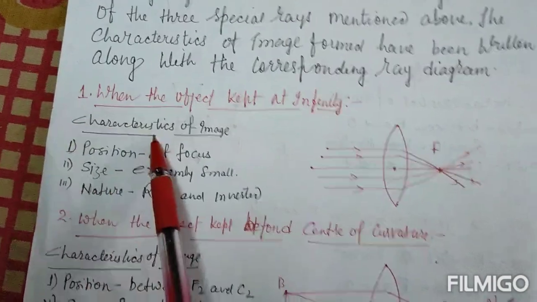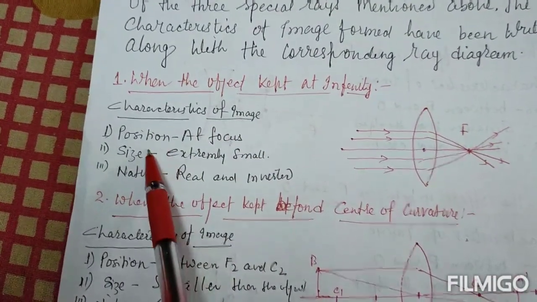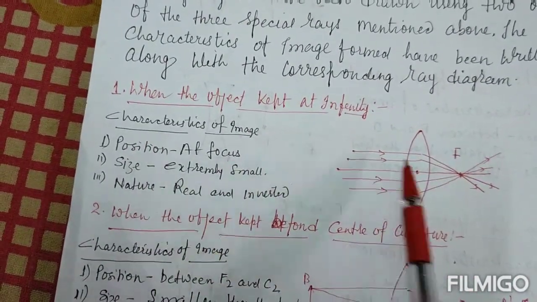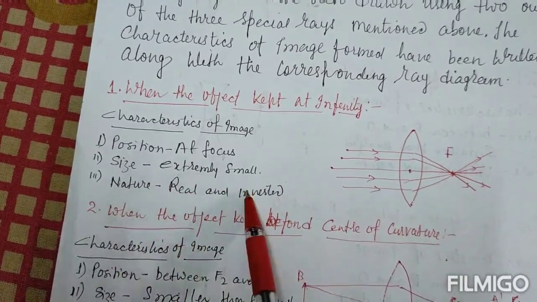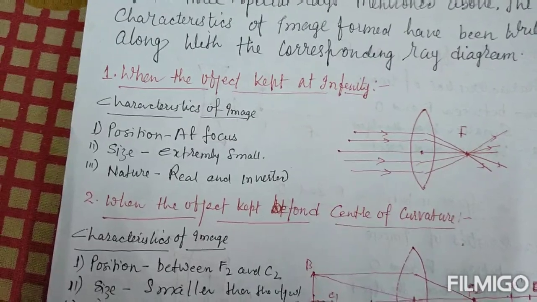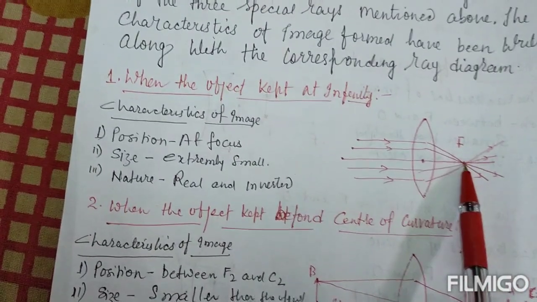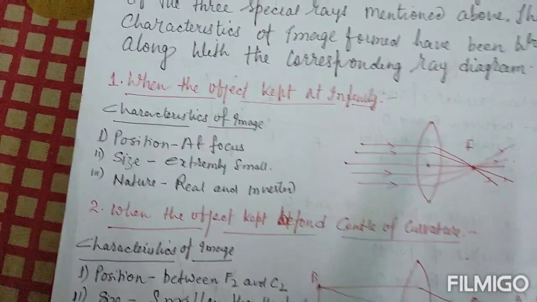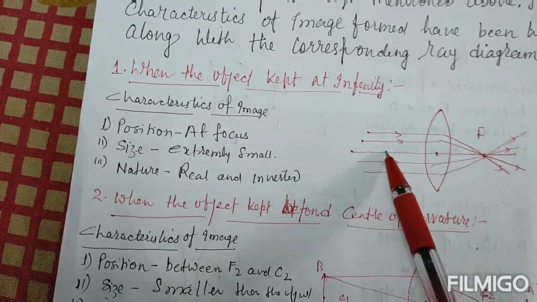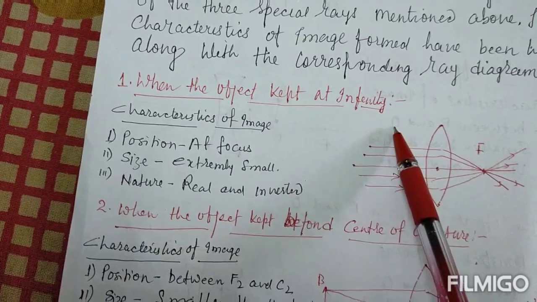We have to write the characteristics of the image. In the characteristics, we will write the position, size and nature of the image. Position at focus, size extremely small, nature real and inverted. You have already studied real images. A real image is formed by real intersection, and a virtual image by virtual intersection, meaning there is no actual intersection. Inverted means downward from the principal axis, erect means upward from the principal axis.